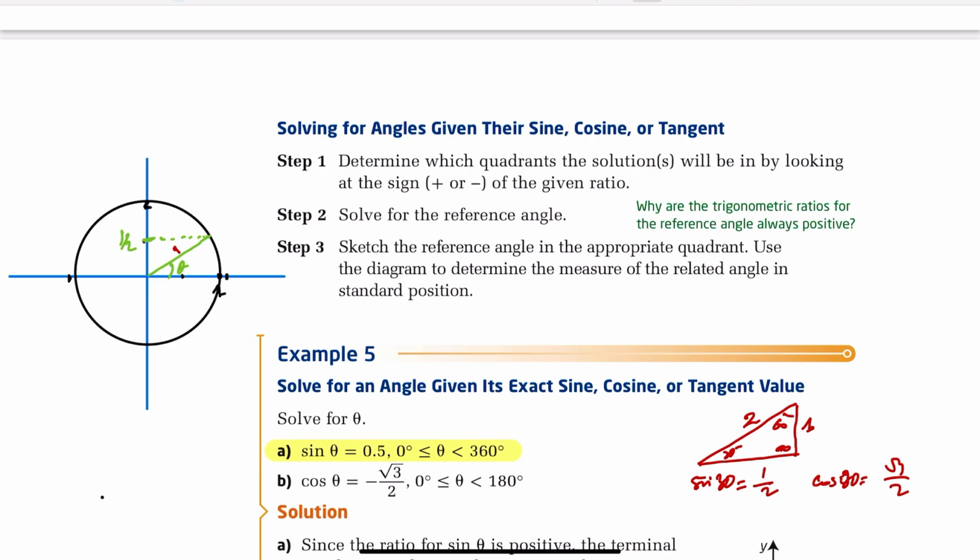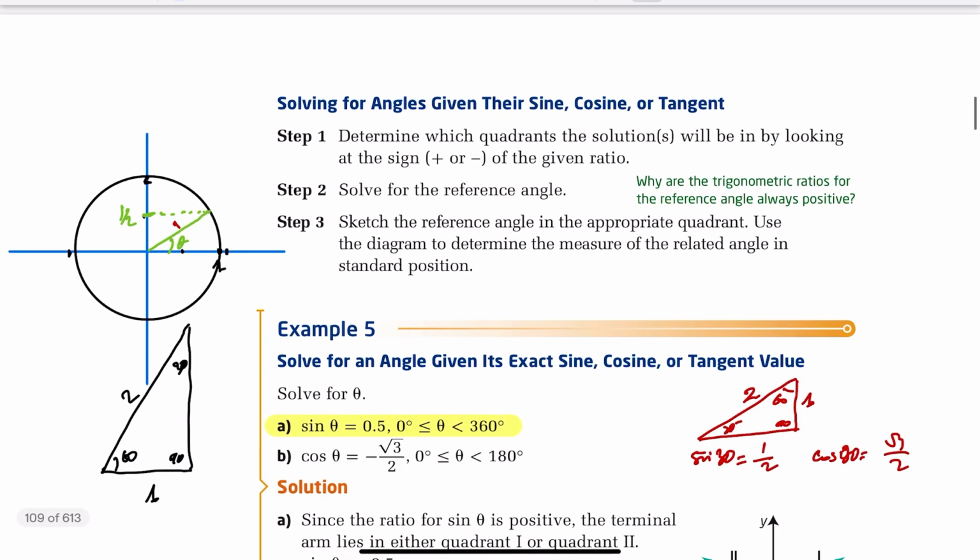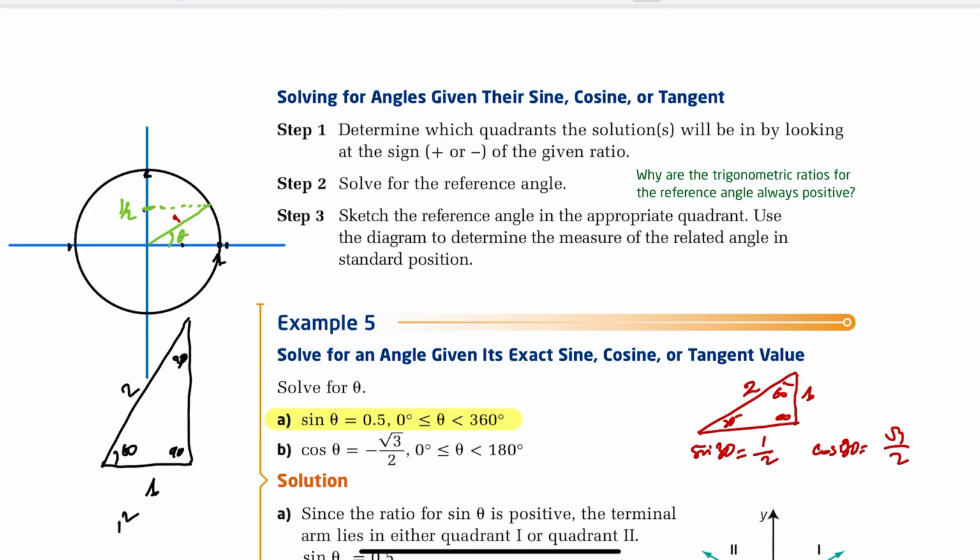We have a radius of 1, and we have a length of 2, and we said that this gives us 60 degree, this is 30 degree, this is 90 degree, and we said before that 1 square plus y square is equal to 4, which is 2 square. So y is equal to the square root of 4 minus 1, which is square root of 3. So from there we find this is the square root of 3.